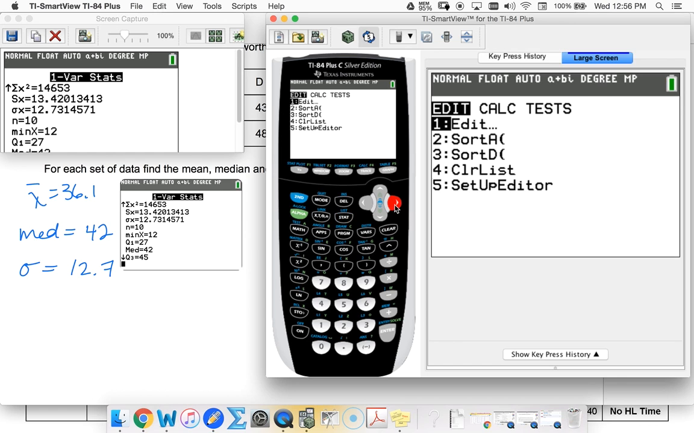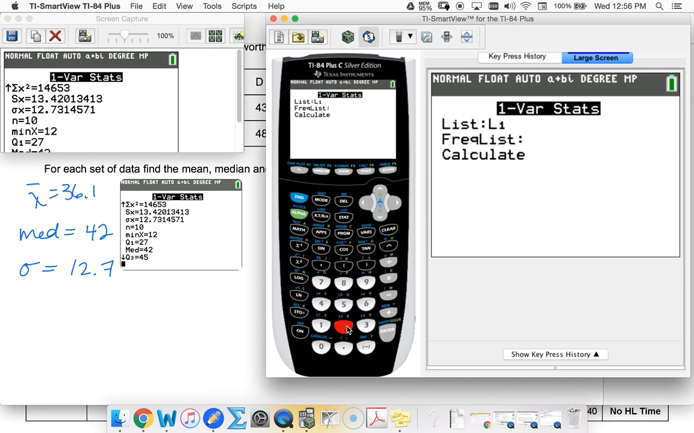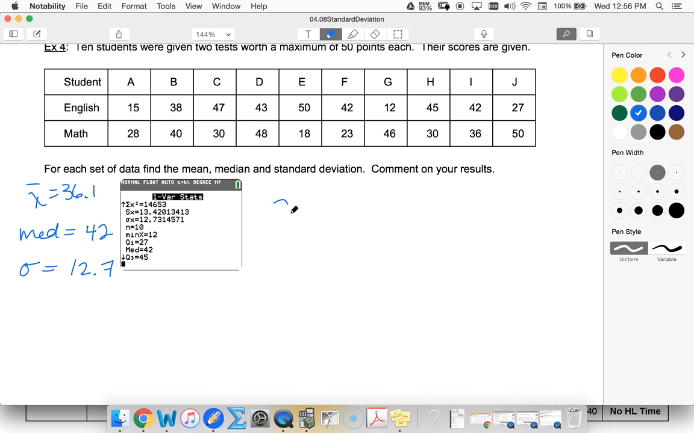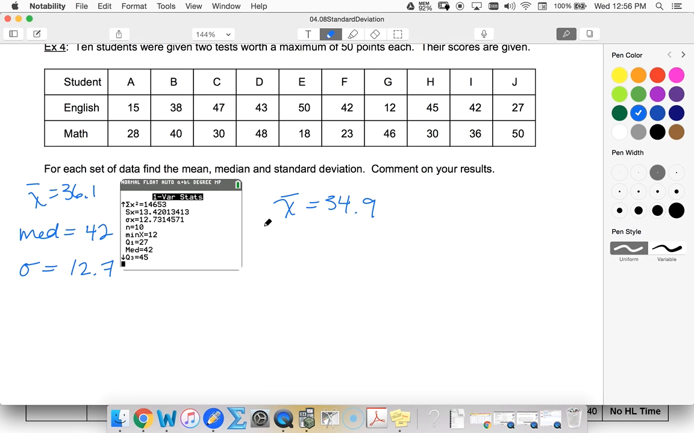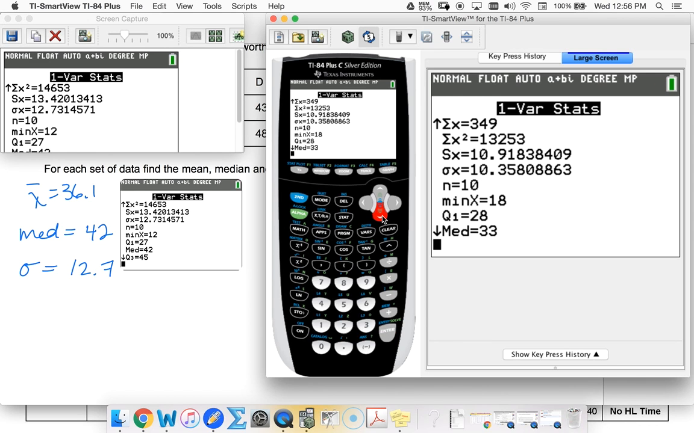So calc, 1 var stats for list 2. And now I get my mean is 34.9, so slightly lower mean, standard deviation 10.4 about, and our median value 33.